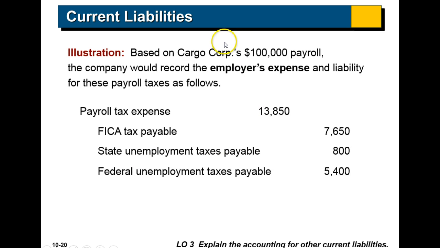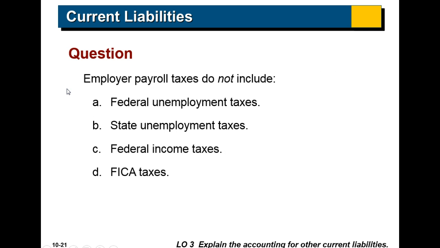So for Cargo Corp's $100,000 payroll, the company is going to record the employer's expense and liability for these taxes. So they're going to have a FICA tax payable of $76.50. They're going to have their state unemployment and their federal unemployment total 13% or almost 14% of what they paid in payroll. They have to pay in addition various taxes. So here's the recording of the expense, and then once they pay it, all those payables will be debited and cash will be credited.